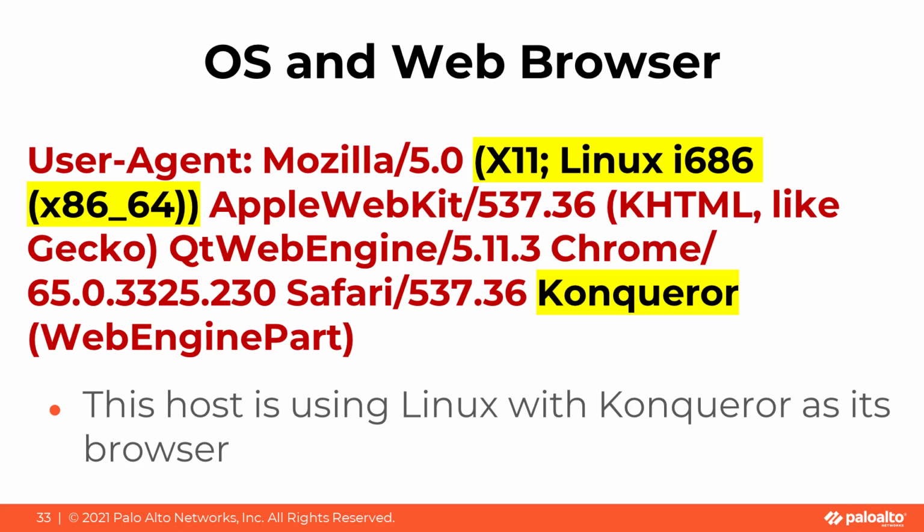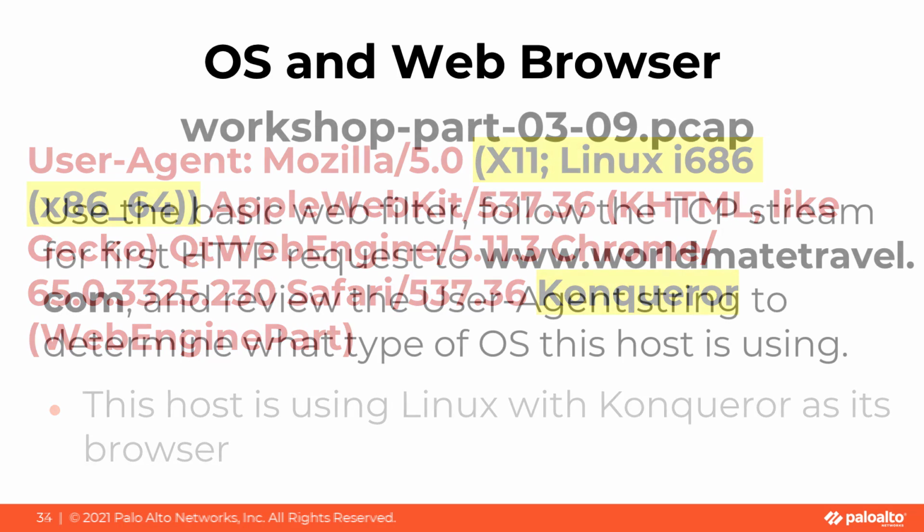This is an example of a desktop running Linux. We can see this is a 64-bit version of Linux, but we don't know what distro this is. I generated this traffic using the Knoppix Linux distro, and I used Konqueror as the web browser.